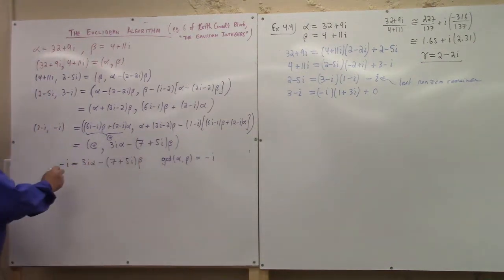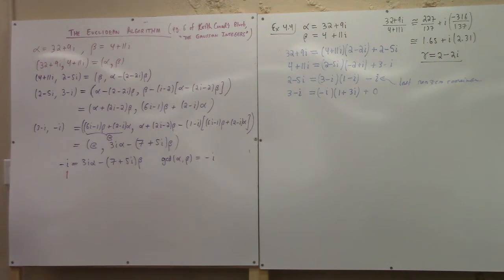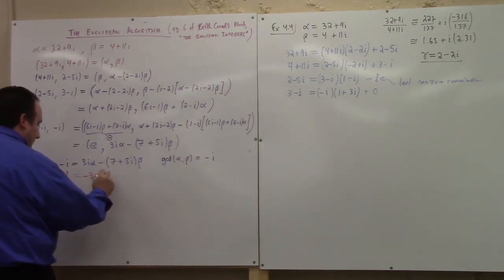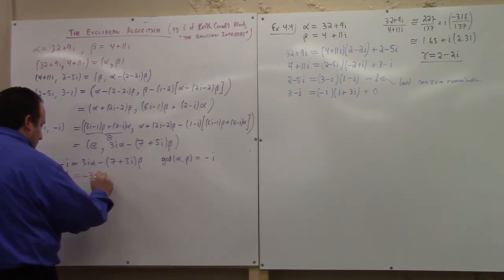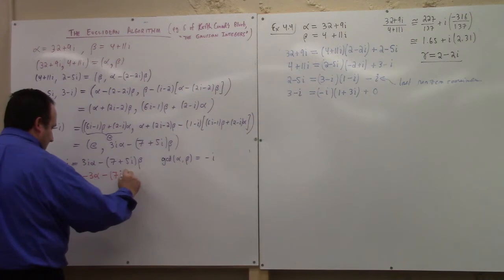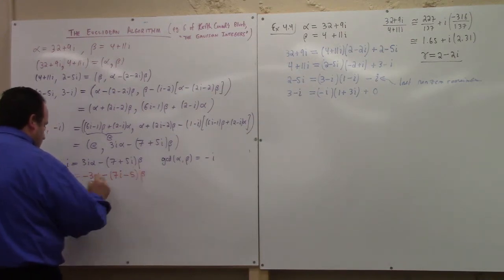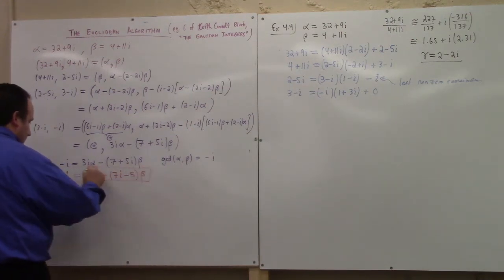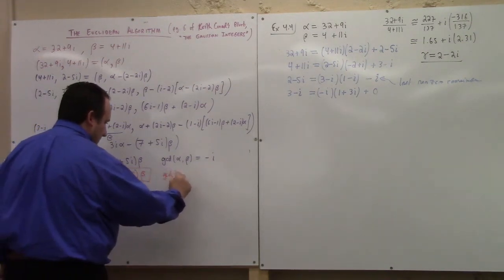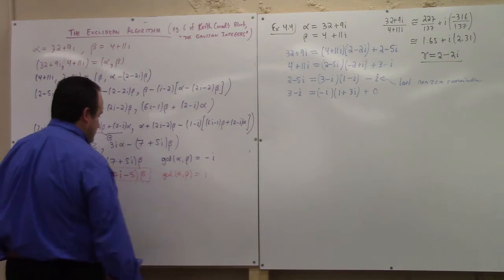Multiply this equation by I, and we get 1, right? Because I squared minus I squared is 1. 1 equals to minus 3 alpha minus 7I minus 5 times beta, which shows you what? Well, this indicates that the GCD of alpha and beta is equal to 1.